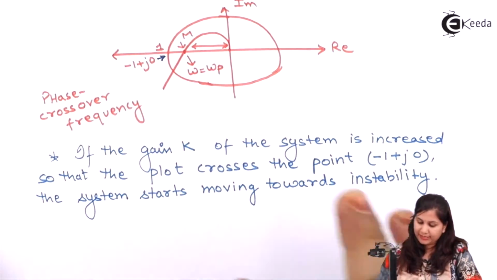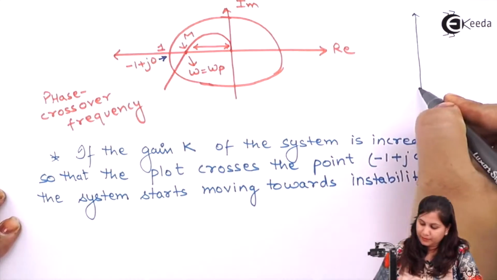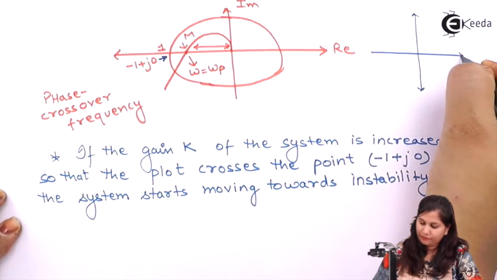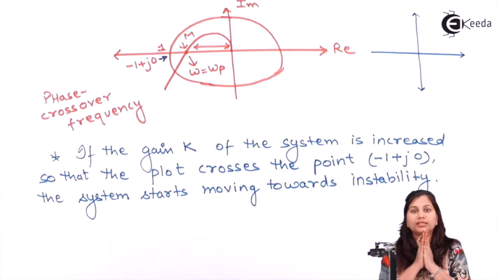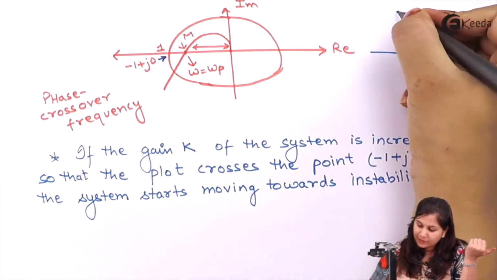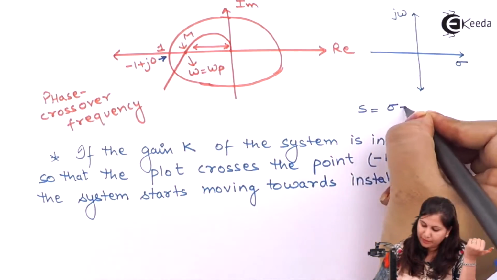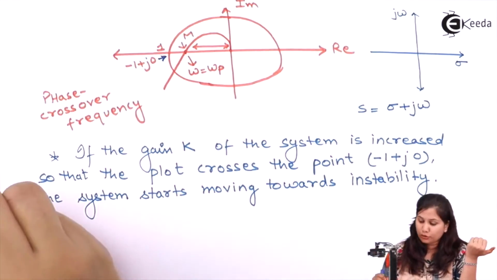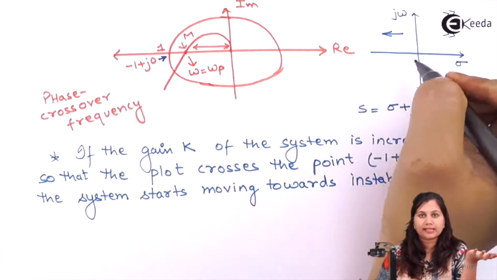Let us first understand this. If we want to define stability, then the poles of the system should lie on the left hand side of the j omega axis, the left hand side of the s plane. This is our j omega axis, this is sigma, because the s plane is sigma plus j omega. So if the poles are lying on the left hand side, then the system is stable.